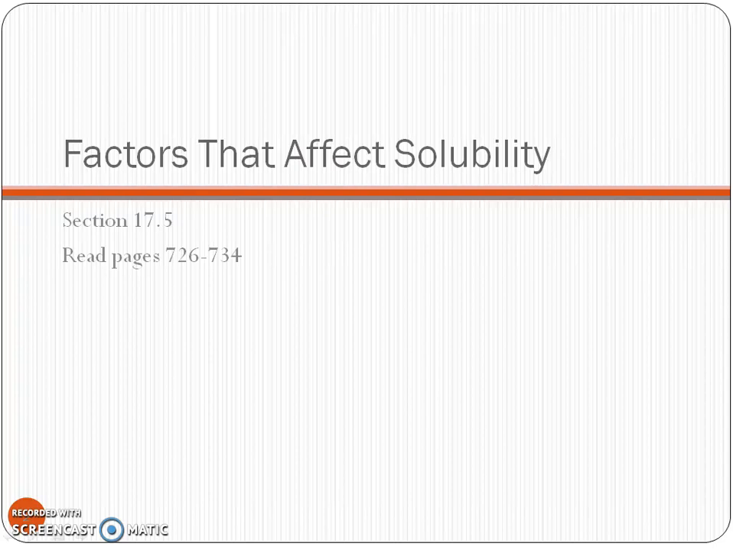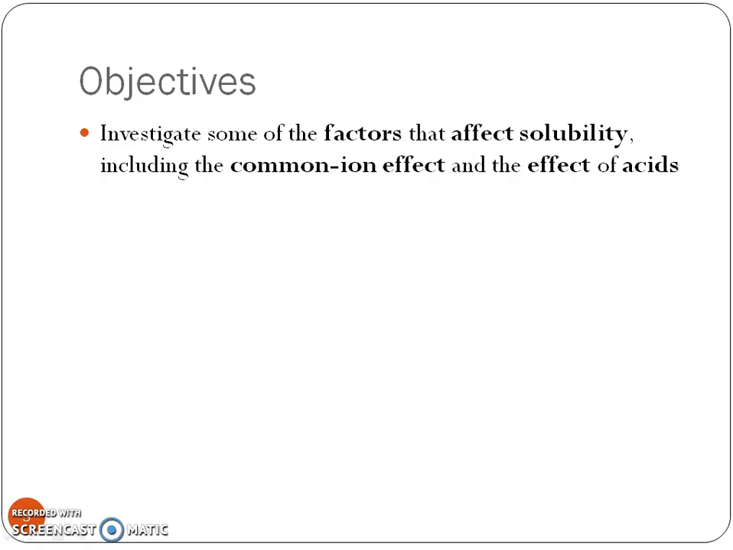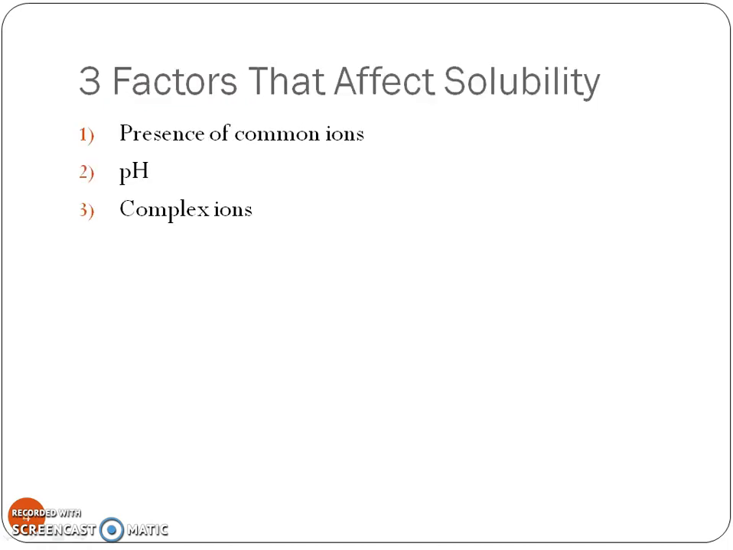This is Mrs. O'Neill for AP Chemistry, Chapter 17, Section 5, Factors that Affect Solubility. You're going to investigate those factors, especially the common ion effect and how they affect acids. So the three factors that affect solubility are the presence of common ions, pH, and complex ions.